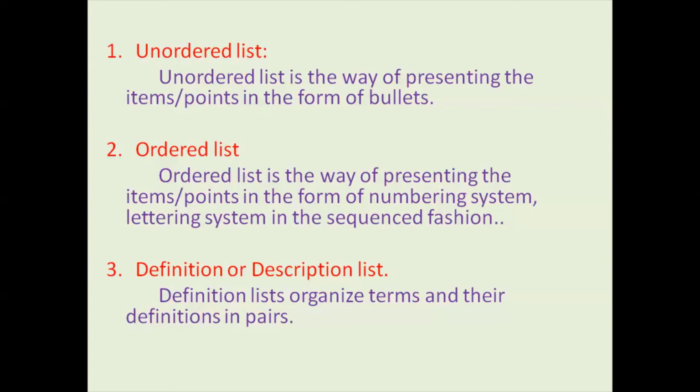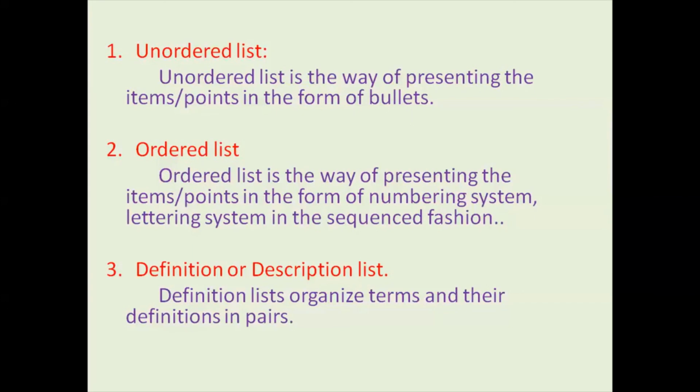Coming to the ordered list, it is a way of presenting the items in the form of a numbering system, lettering system, Roman numerals, or any other sequenced fashion. And coming to the third and last one, the definition or description list. Definition lists organize terms and their definitions in pairs. Like we give some heading and then give the description of that heading. The combination of all those pairs is a definition or description list.